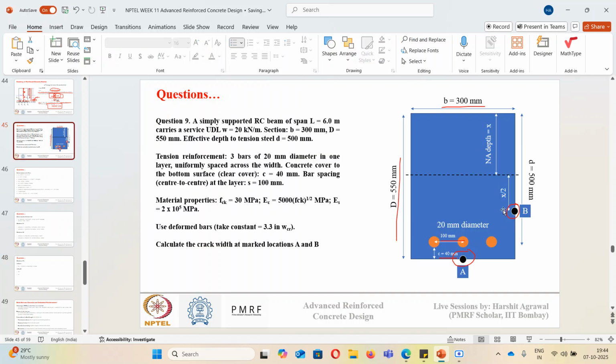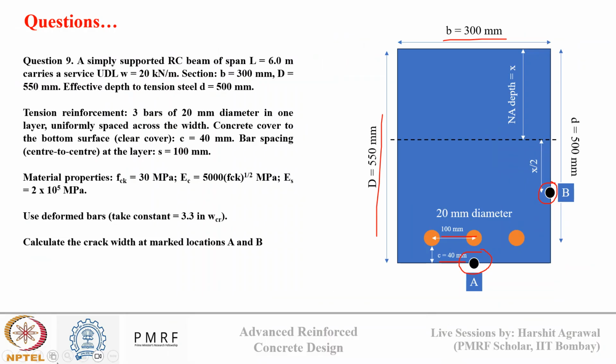Now for point B, what will be the nearest distance? This distance I need to calculate from Pythagoras theorem. This total distance I know is 100 mm, and total width is 300, so this distance will be 50 mm. Now this we know is equal to 1.5 times x, and this is d, so this distance will be d minus 1.5 times x. We know this, so we can calculate this. And acr will be, suppose this distance is coming out to be b.